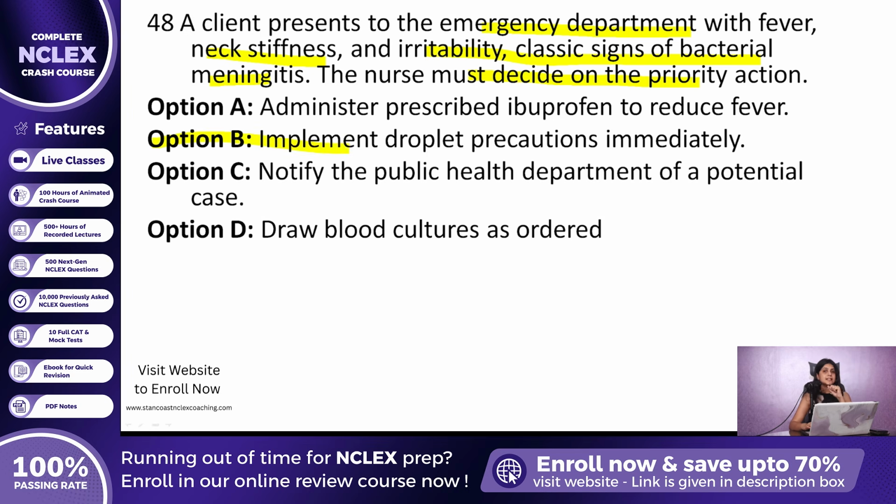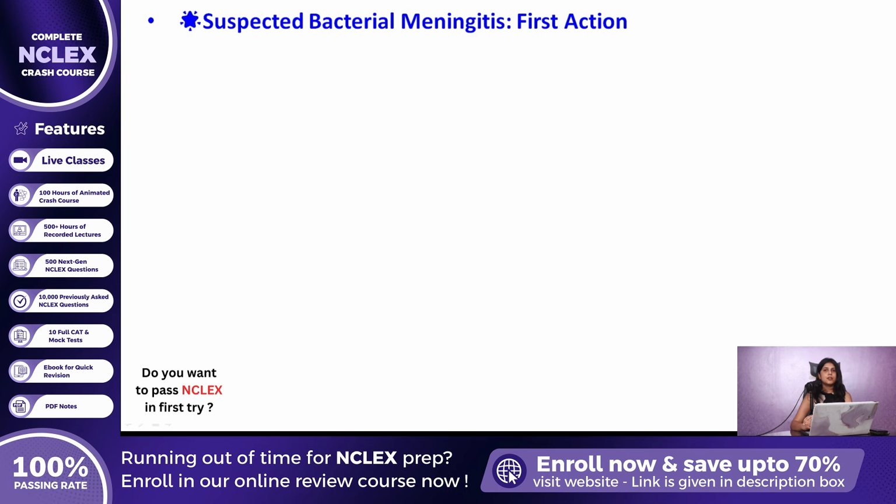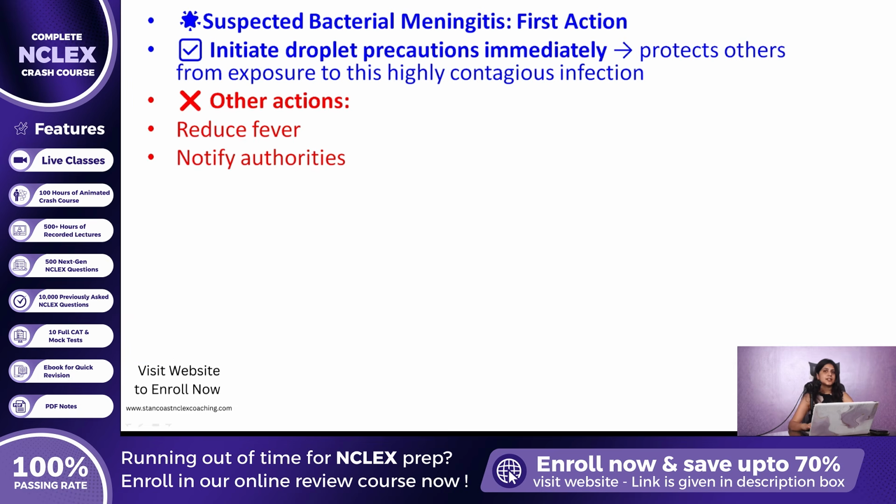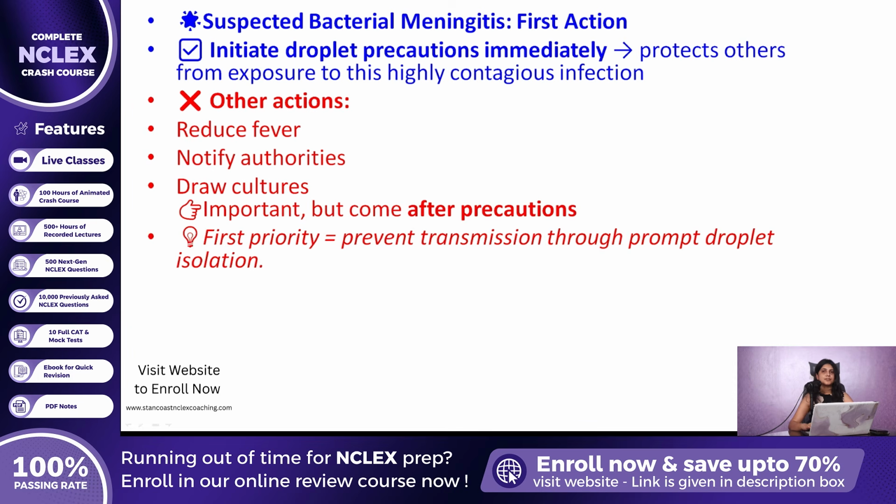The rationale is that protecting others from exposure takes priority. While reducing fever, notifying authorities, and drawing cultures are all important, the immediate step is to prevent the spread of this highly contagious condition. The key point is that droplet precautions should be initiated as soon as bacterial meningitis is suspected to reduce transmission risk.